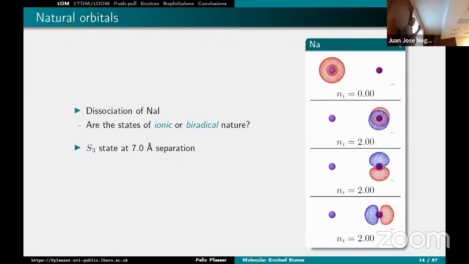So the example I had here, at some point we did surface hopping dynamics on this, I think, or even some quantum dynamics. It was sodium iodide, so you have a sodium and an iodine atom. And here again, we want to know whether the state is ionic or biradical. This goes a bit back to this famous picture that we talked about. When you separate them, the question is, do you have Na plus and I minus, or do you have Na radical and I radical?